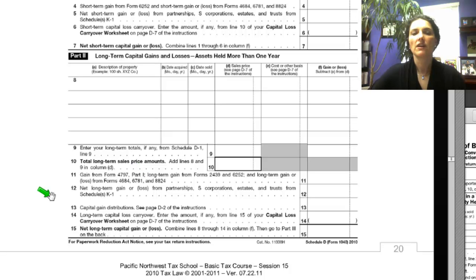If you have any kind of long-term gain or loss that is flowing through to you from a partnership, S corporation, estate, or trust, then you would receive a Schedule K-1, and the amount shown on that K-1 carries to line 12. Capital gain distributions, these are the amounts shown on a 1099-DIV. And finally, line 14, long-term capital loss carry forward from an earlier year. And then on line 15, you total up all of your capital gains or losses.